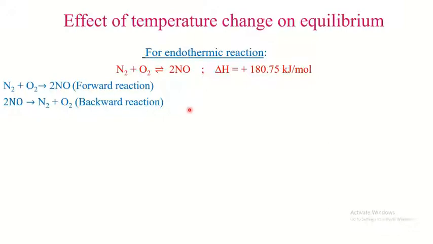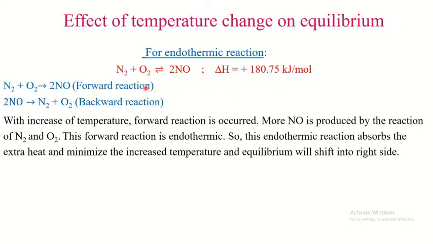Now in this reaction, if temperature is increased, then what will happen? The increased temperature will be minimized. How? By occurring the endothermic reaction. Which part is endothermic here? This forward reaction is endothermic. So when temperature is increased, then the forward reaction rate is increased for every endothermic reaction.